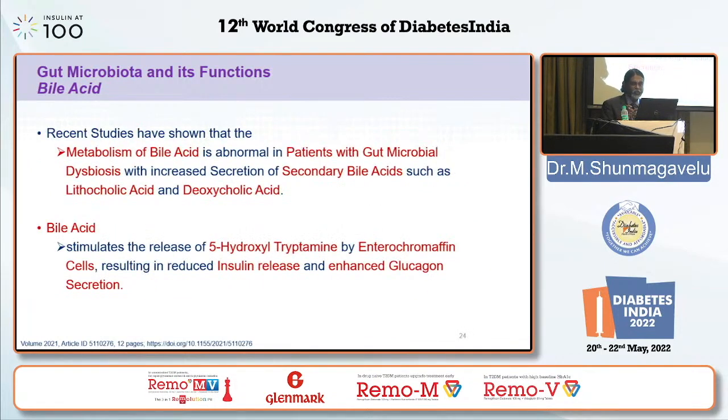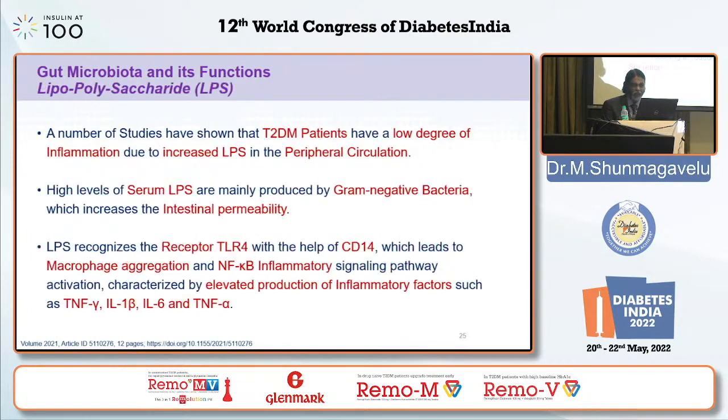Recent studies have shown that the metabolism of bile acid is abnormal in patients with gut microbial dysbiosis, and that increased secretion of secondary bile acids such as lithocholic and deoxycholic acid plays an important role in that. It stimulates the release of 5-hydroxytryptamine from enterochromaffin cells, resulting in reduced insulin release as well as enhanced glucagon secretion. So that is very important. So bile acids play an important role.